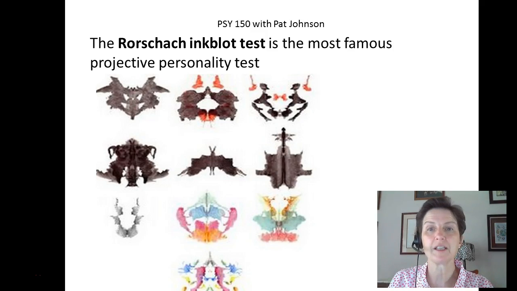There are other projective tests. Another one that you'll commonly see is the TAT, which stands for the Thematic Apperception Test. These are drawings of people in ambiguous situations, and the client, instead of saying what they see, actually tells a story. So, some therapists still use projective personality tests in their practice, others do not, but they are one tool that a therapist can use in assessing personality.